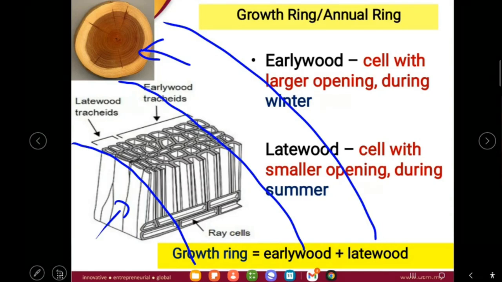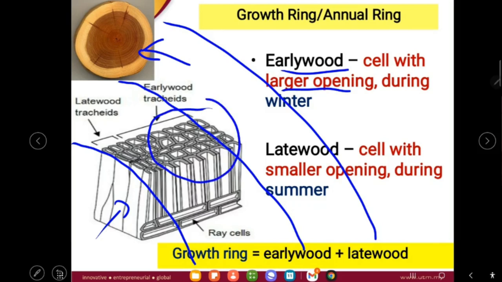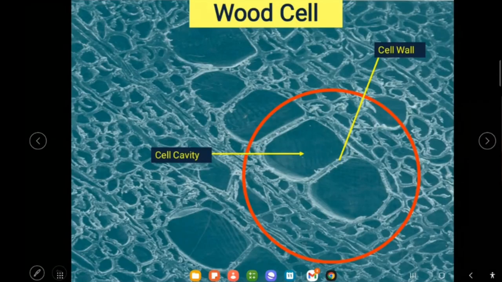What is the difference between early wood and late wood? Early wood is normally the cell which has the larger opening, and it is formed during winter, like here. Why is it formed bigger during the winter? Because during the winter, it needs to store more sugar, more water, more energy. That is why it is formed bigger. And then we have late wood. Late wood is a cell with smaller opening, and it is formed during the summer, which is here. You can see the cell cavity, each one of these, is much smaller compared to the early wood.